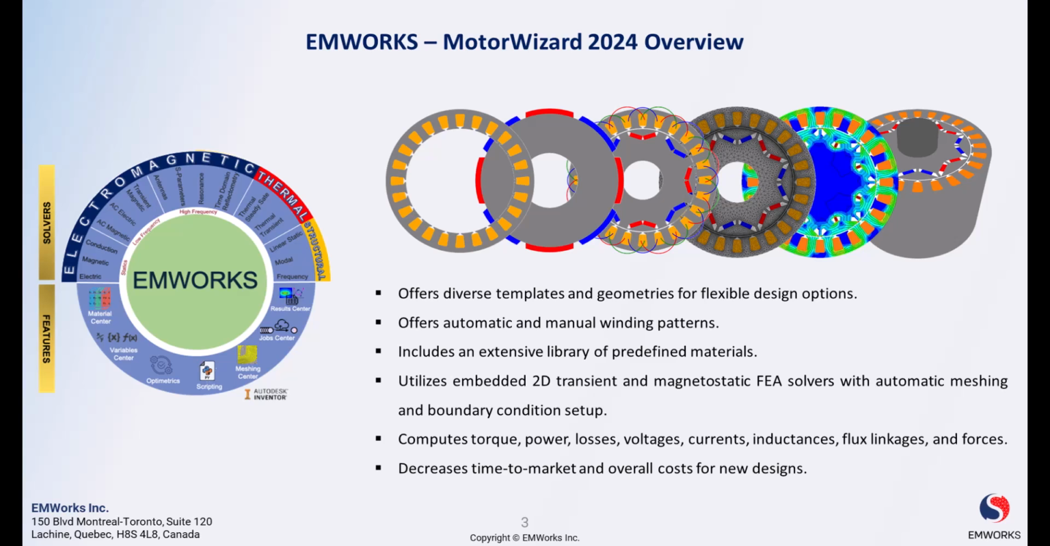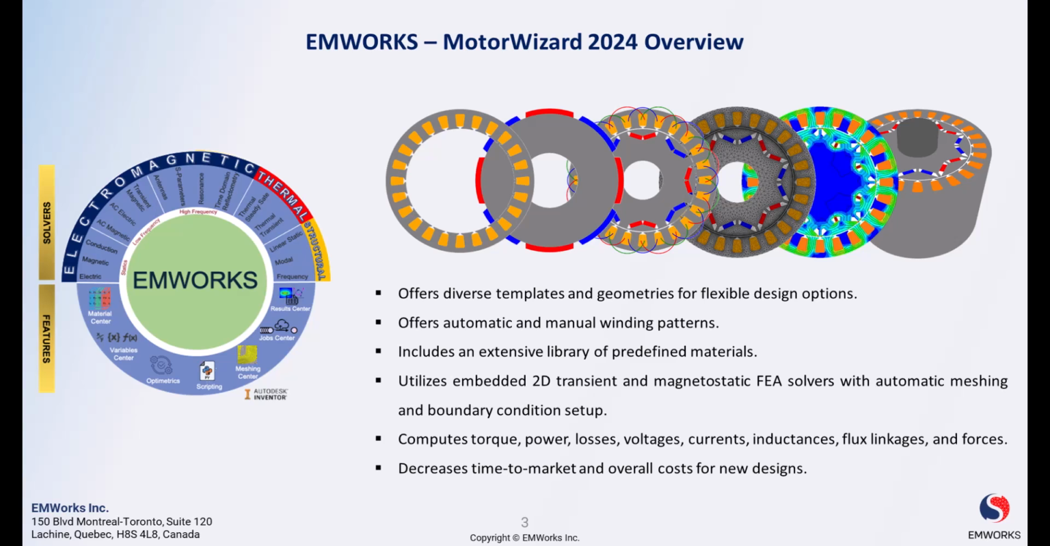MotorWizard supports both automatic and manual winding pattern generation with versatile slot pole combinations. And it includes an extensive built-in library with property data for a wide range of electromagnetic materials. But where it shines is the integration of high-fidelity 2D transient and magnetostatic finite element solvers with automated meshing and boundary condition setup. This allows you to simulate detailed electromagnetic fields and compute critical performance parameters quickly and accurately.